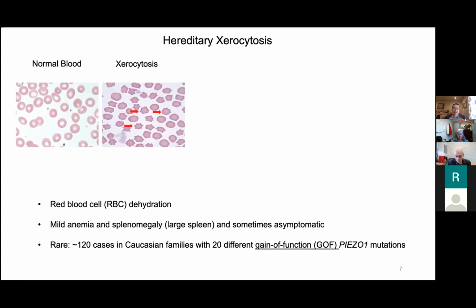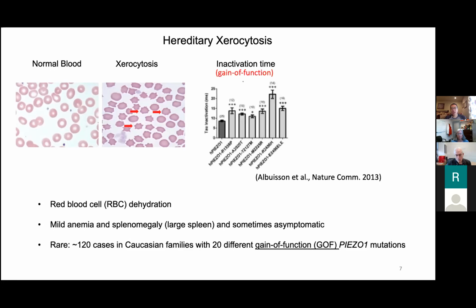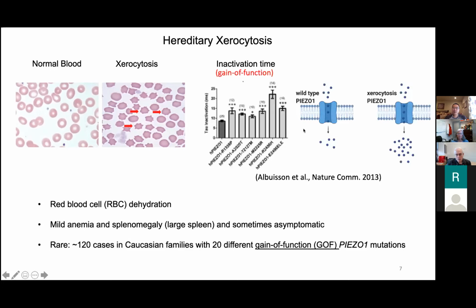So it is considered a very rare disorder, because so far there are only 120 cases in a few Caucasian families, caused by 20 different gain-of-function piezo-1 mutations. These disease-causing mutations are gain-of-function because the mutated channels have a larger inactivation time. That simply means these mutated channels can be activated normally, just as wild-type copies.